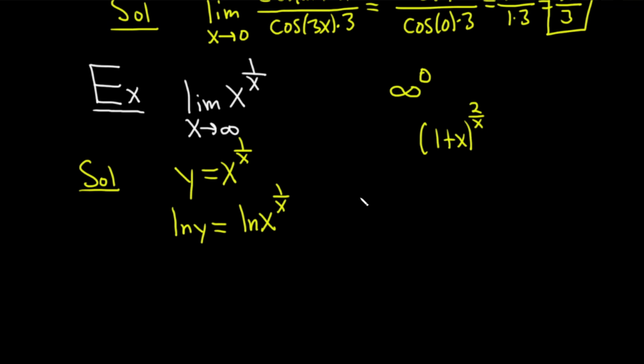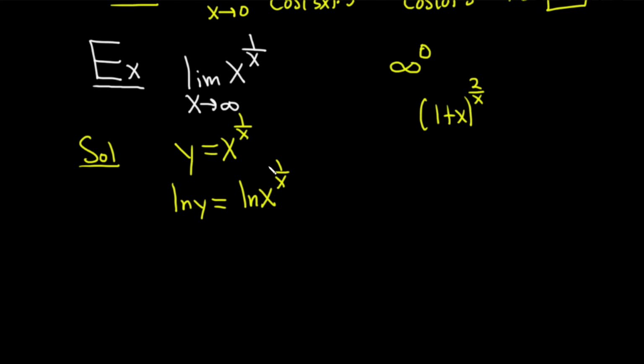So in this case, because we have 1 over x as an exponent, we can bring it down using the power rule for logs. So this is ln y equals 1 over x, ln x. So again, step 1, you take your function, which in this case was x to the 1 over x, you call it y. And then you get rid of the exponent by taking the natural log and bringing down the exponent. Now you take the limit of this.